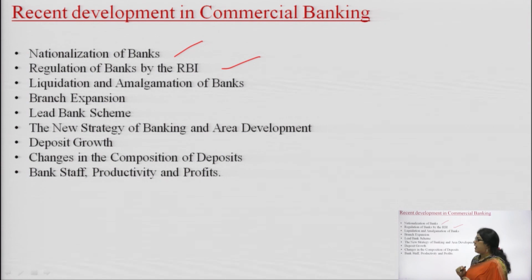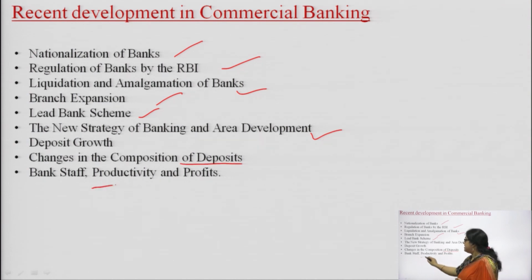Regulation of the banks by the RBI is meant to create more and more reliability. The RBI gives regulation for each and every bank for saving the depositors' interest, liquidation and amalgamation of banks, branch expansion, lead bank schemes, the new strategy of the bank and area development, deposit growth, change in the composition of deposits, bank staff and the productivity of profit. These are the number of recent developments being made by commercial banks.